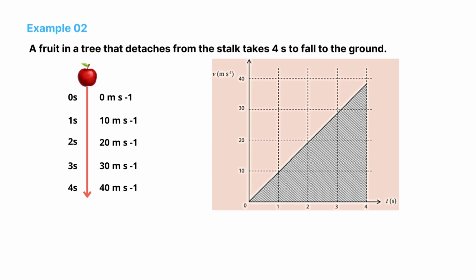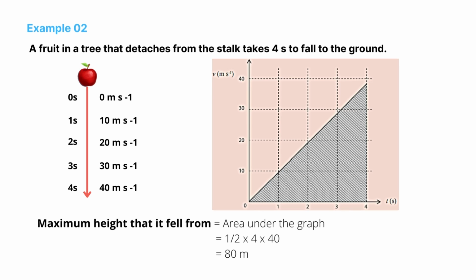Now let's plot a graph for this. Then the velocity when it reaches the ground is 40 ms^-1. Then what is the maximum height of the object? Maximum distance reached by the object is the area under the graph. That is half into 4 into 40, that is 80 meters.